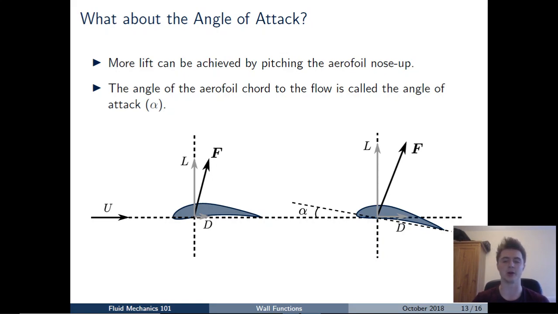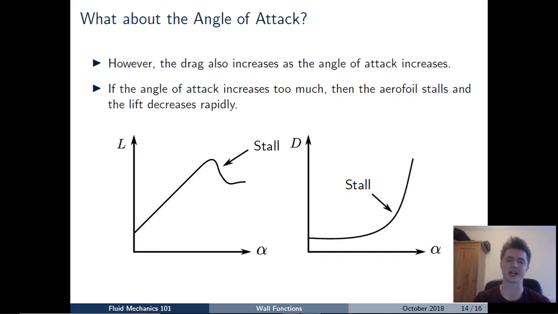Now, at first glance it might appear that, oh well, if we're getting more lift by pitching the aerofoil nose up, we could just continue to pitch the aerofoil and increase that angle of attack, or the angle that the flow direction is making to the aerofoil chord line. But we have to be careful, because if we increase the angle of attack too much, then the aerofoil section will undergo aerodynamic stall.